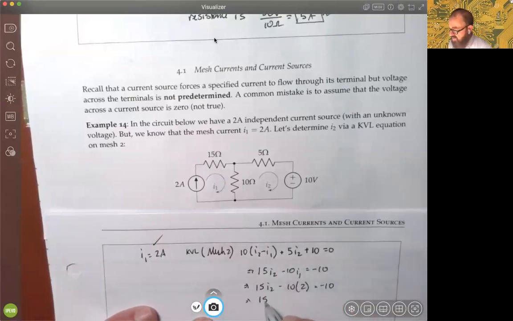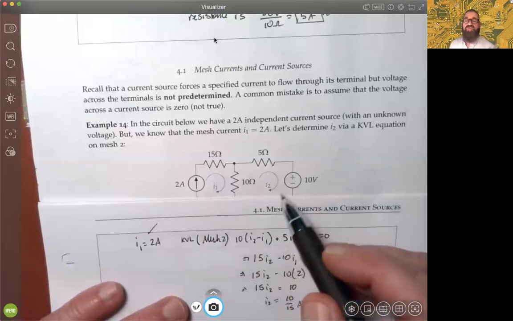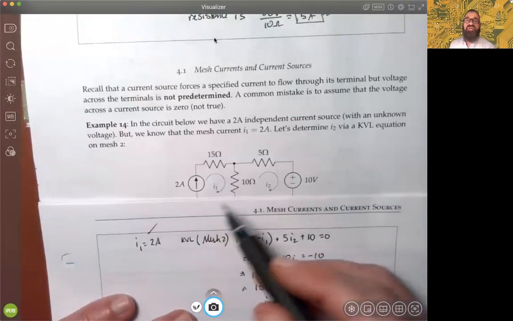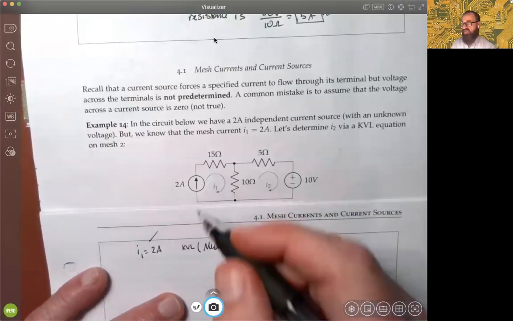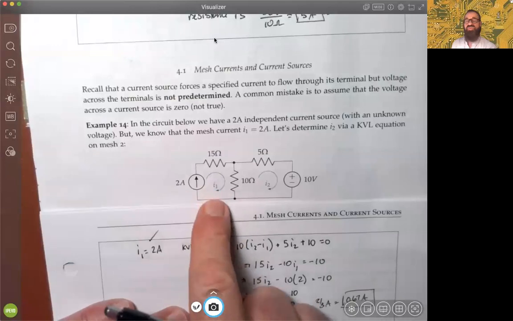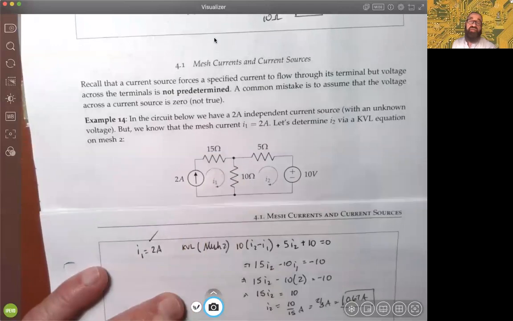So 15 I2 is equal to positive 10, or I2 is 10 over 15 amps, which of course reduces to 2/3 amps, or you could write that as 0.67 amps. So you'll have 2/3 amps going through this part of the mesh. Where you have 2 amps here, you'll have 2/3 amps going there. So that's not too bad, paying attention to the fact that there's no work to do to find a mesh current where you have a current source provided.